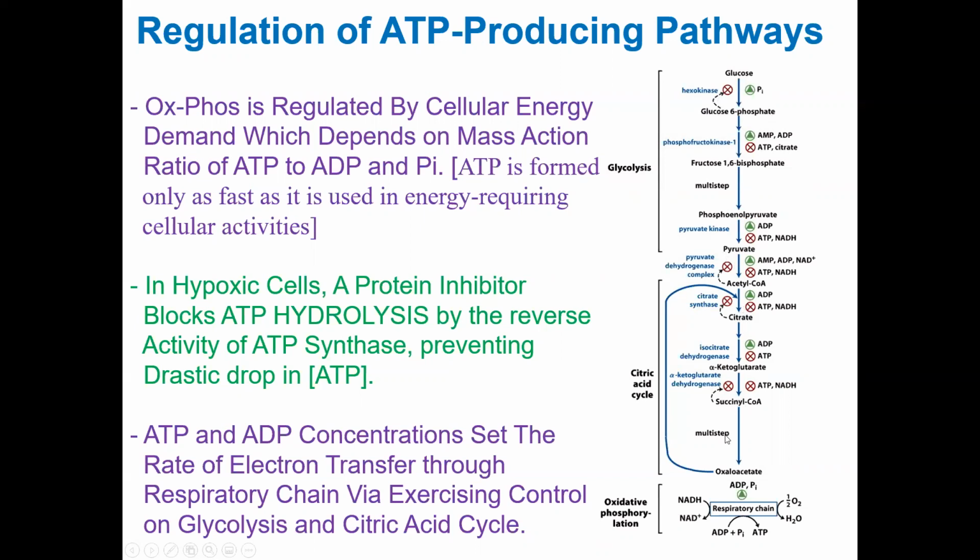But eventually you are seeing here that glucose you can take all the way, run through glycolysis, citric acid cycle, and then feed the energy into oxidative phosphorylation, the reducing equivalents, and in that process generate ATP. So oxidative phosphorylation is regulated by the cellular energy demand, which depends on the mass action ratio of ATP to ADP and inorganic phosphate. And so the rate of oxidation of cellular fuel is regulated with very high sensitivity and precision.